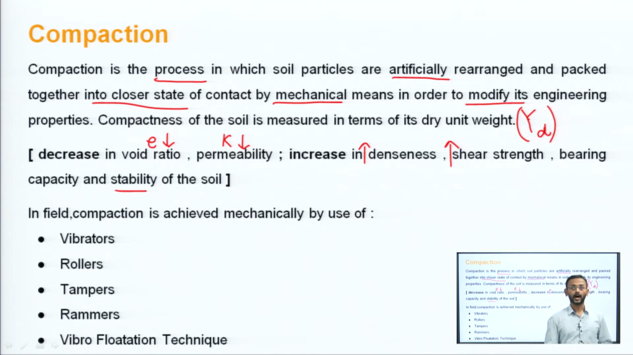Now, how to achieve this compaction? You have known this thing: the process is artificially rearranged, and then third is mechanical. So, what are the different mechanical processes? Now, see, in the field it is achieved by vibrators, rollers, tampers, rammers and the vibroflotation technique. We will be studying in detail all these compaction equipments that have to be used.